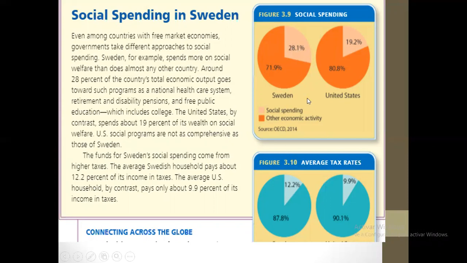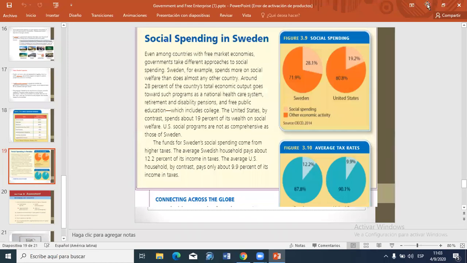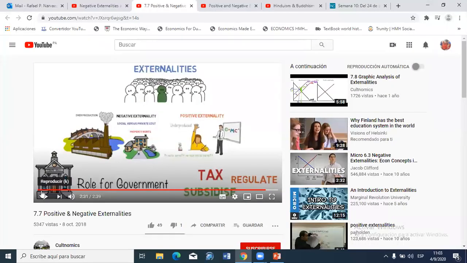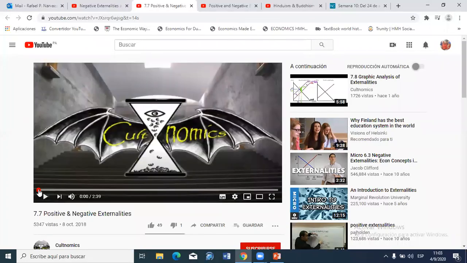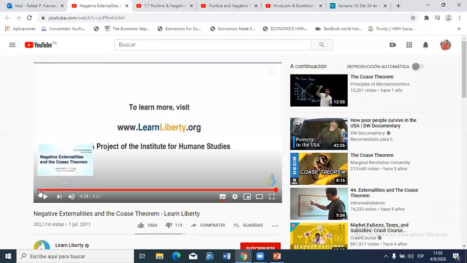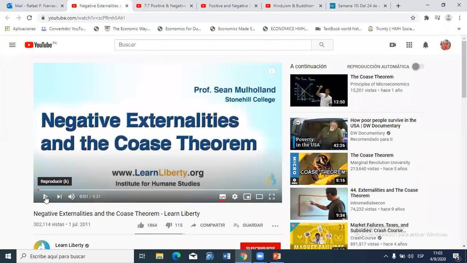Okay, I think we spoke two or three classes ago about how the system in Sweden works. They pay a lot of taxes, but they get a lot in return. Okay, now over here, as a last activity, I want to show you the difference between positive and negative externality. Let's begin with this video over here that explains it very, very clearly.